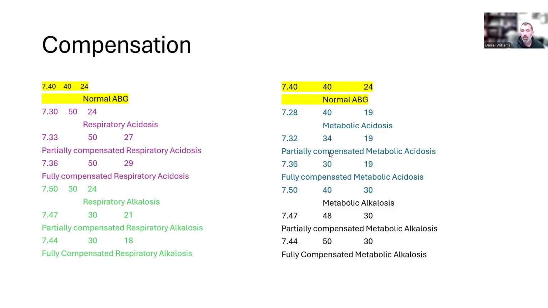So notice with a further decrease in the CO2 in the next blood gas, down to 30, that has now brought that pH up to 7.36, and that is within our normal range. So that is a fully compensated blood gas. The respiratory system has now been able to compensate that low bicarb, and now our pH is back up to normal. So that would be a fully compensated metabolic acidosis.